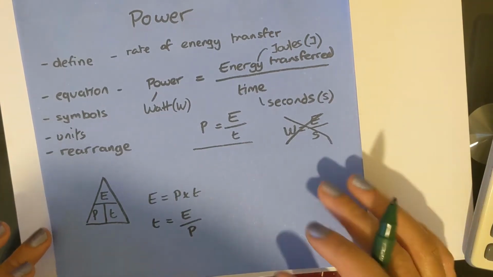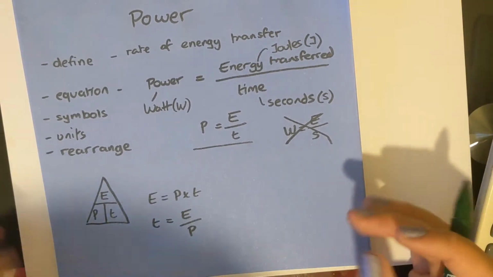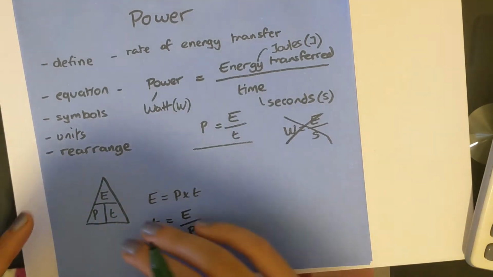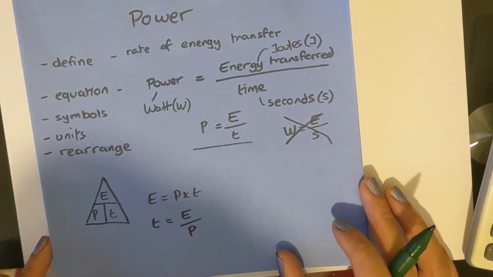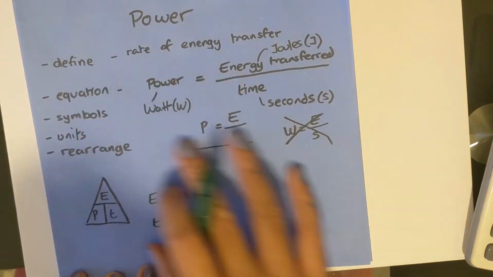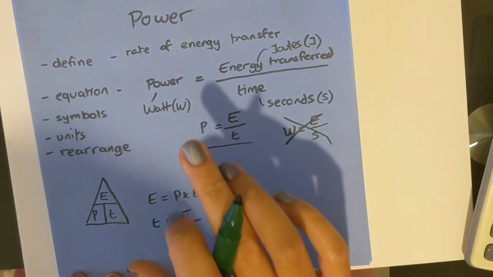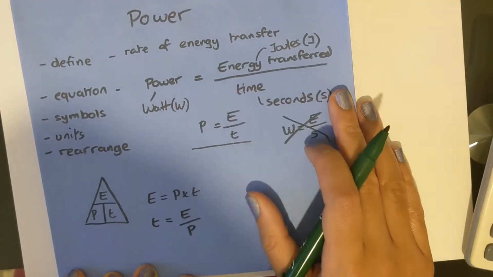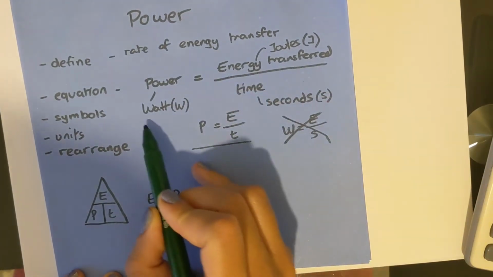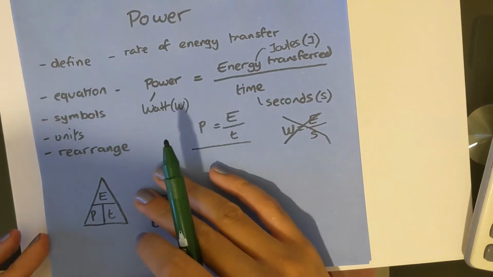Okay, the other way to rearrange the equation is mathematically, and I will do that as we go through the sample questions. So key points from this one: remember, power is the rate of energy transfer, the equation is power equals energy transferred divided by time, and the unit for power is the watt.